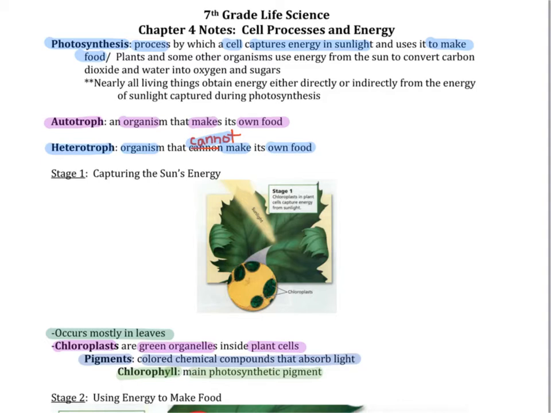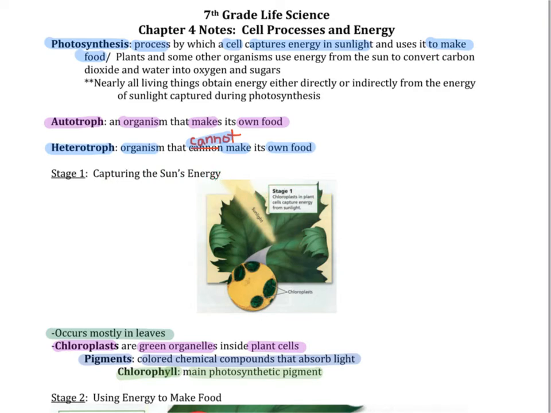photosynthesis. An autotroph is an organism that makes its own food. Plants are an example. Heterotrophs, like us, are organisms that cannot make their own food. The first stage of photosynthesis involves capturing the sun's energy.